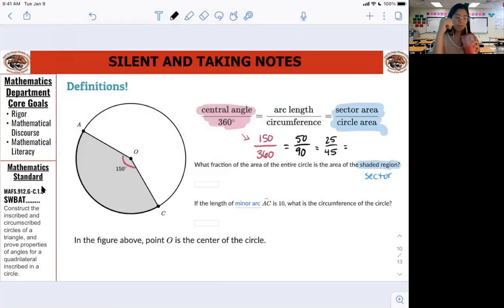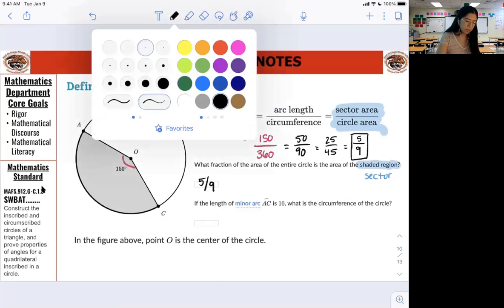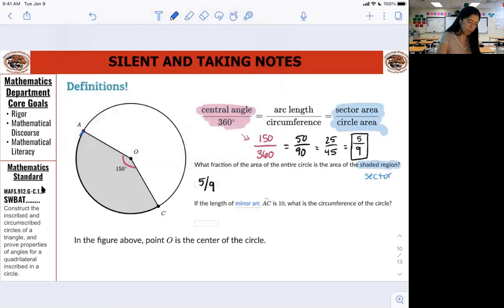Divide both sides, both top and bottom, by 5. What do you get? I think that's 5 over 15. No, 9. Yeah. I keep doubting myself. There's the fraction, 5/9.